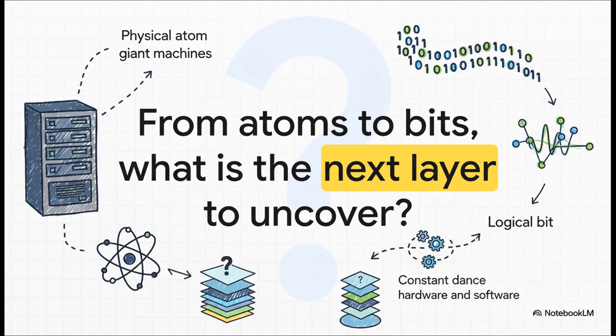So we've gone from the physical world of atoms to the abstract world of bits. From room-sized machines to invisible rules. It's this beautiful dance between hardware and software that pushes everything forward. But it leaves you with a big question, doesn't it? As our machines get more and more powerful and our logic gets more complex, at what point does it stop being just logic and start becoming actual thought?